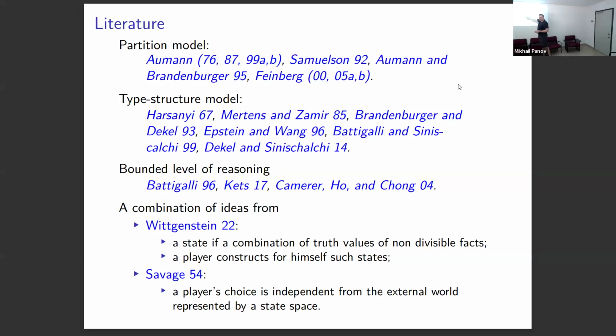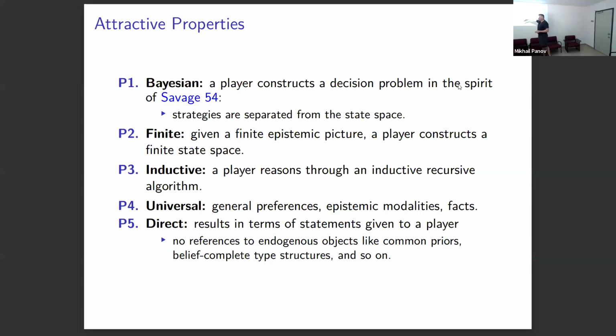Okay, so now, if I were to compare my model with the existing ones, this is what I think is good about my model, in these 5 different dimensions. First, it's Bayesian in the sense of Savage, in which I clearly separate the state of the world, which is extraneous to the player, from her or his actions. I want to do this Bayesian separation, which Savage wanted to do.